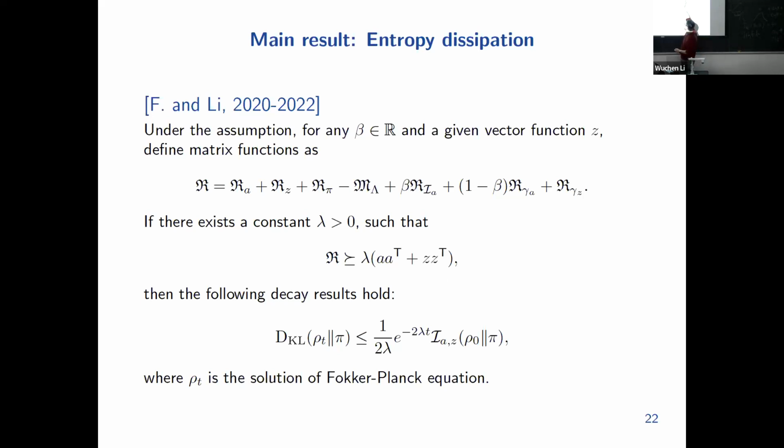You do a summation. And this R_A or R_gamma, Z, tells you the non-gradient direction. So if your R is positive definite with respect to A transpose plus Z transpose, then your KL divergence will converge to the solution exponentially fast, by this lambda. And it doesn't depend on your initial condition. It's a global convergence result. Okay, now what are R_A, R_Z, R_P? That's the complicated stuff.